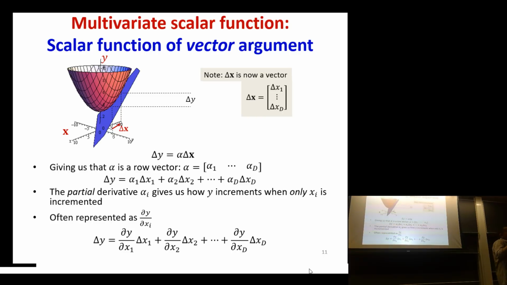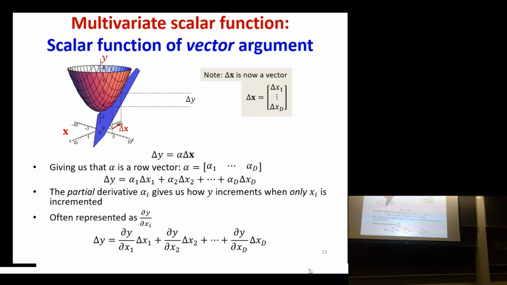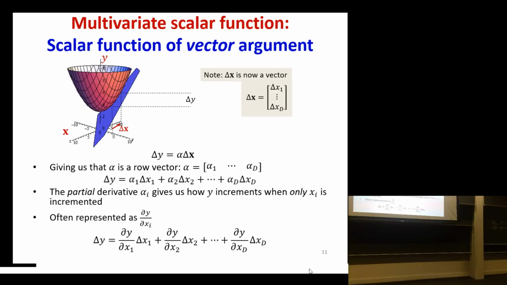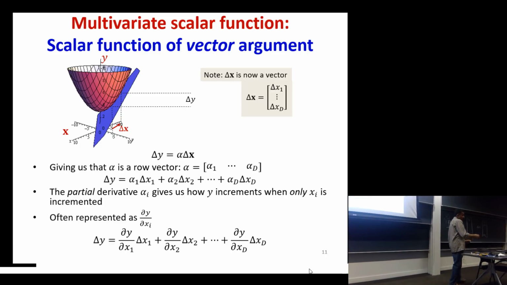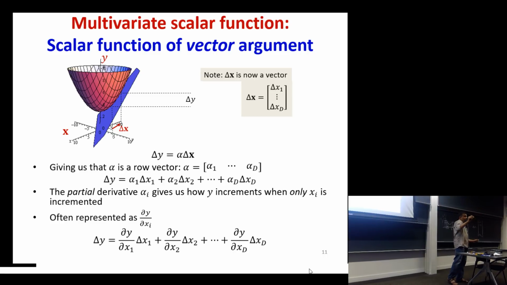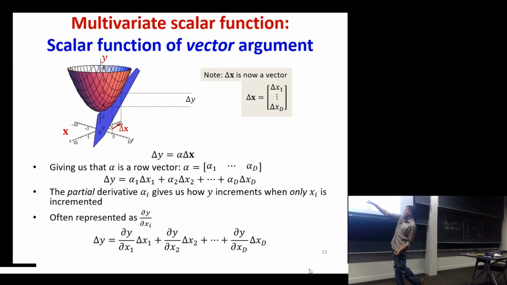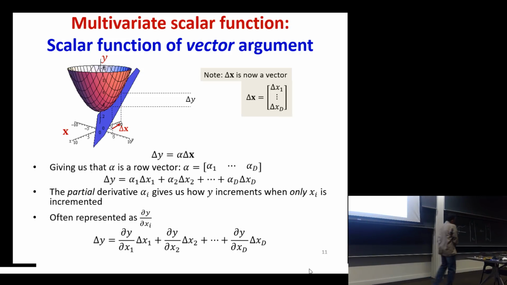Now this is a scalar function of a vector variable. So is delta y going to be scalar or vector? Scalar. So what will alpha be? Alpha is going to be a vector. So if delta x is a column vector, what's alpha going to be? It's going to be a row vector. Correct? So that means alpha is going to be of this kind: alpha 1 through n.